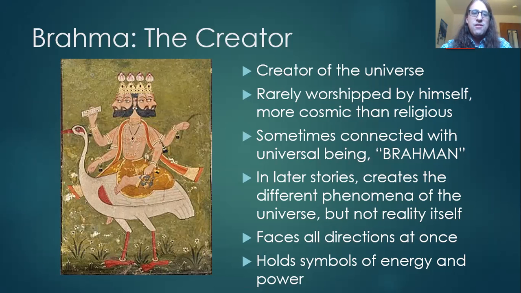But he has some interesting iconography. One thing you see in a lot of Hindu religion iconography is multiple arms, which shows having a lot of power, that you can reach in different directions at once and have different tools at your disposal. Brahma has, like I alluded to previously, four heads, so he can face all directions at once and see everything in the whole universe. And the symbols that he holds in his hands usually have to do with energy and power.